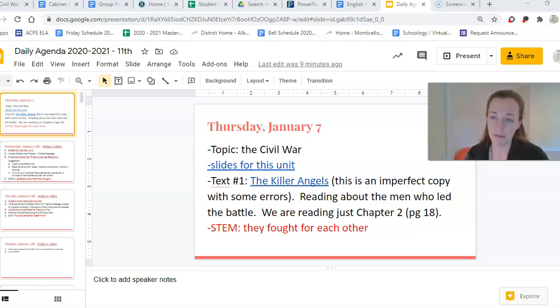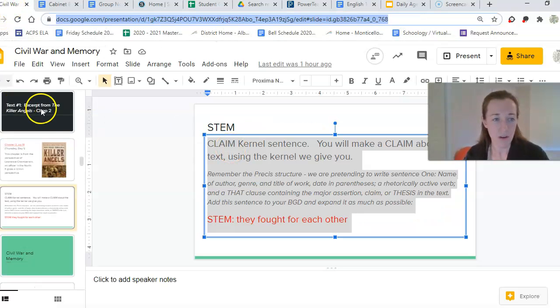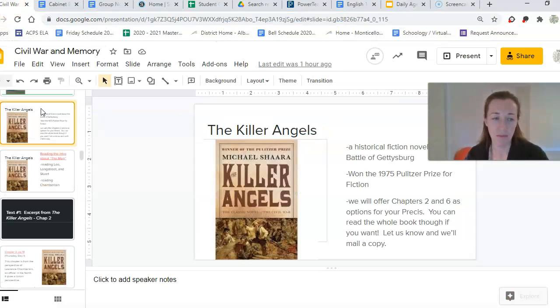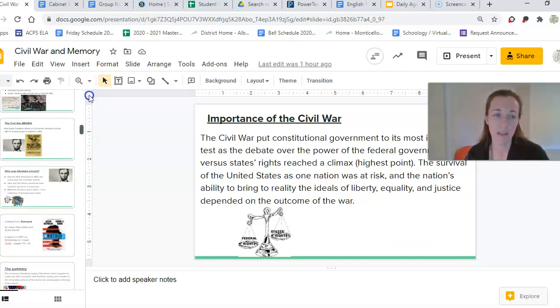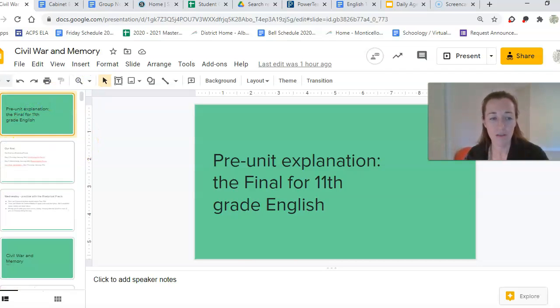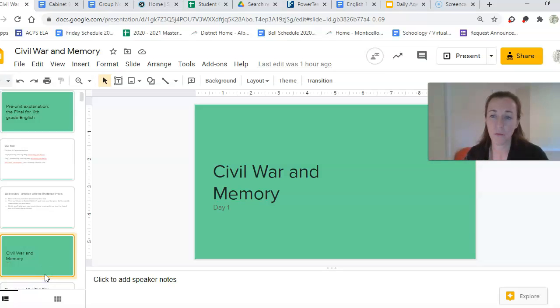This is a chapter from a really great novel, so we'll read that today, and the stem is "they fought for each other." So I'm going to just launch right in with the Civil War in memory, and that's what we're terming the unit because I'm really interested in memory and how we're remembering the war as much as I'm interested in the war itself.